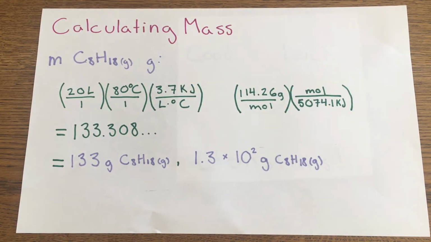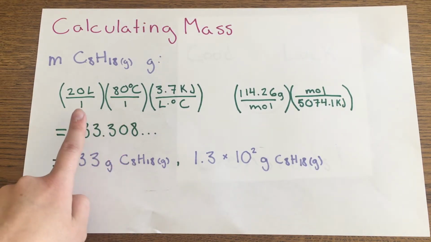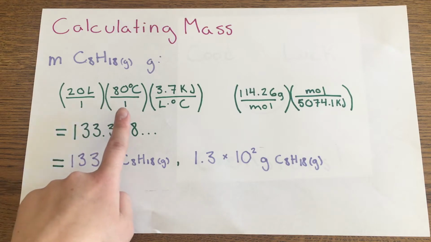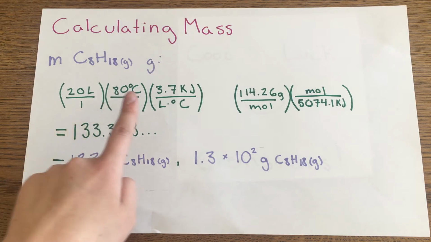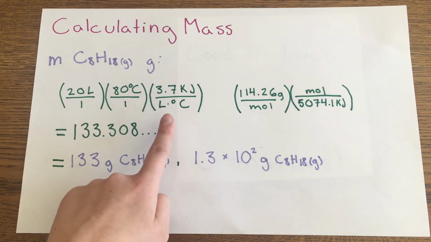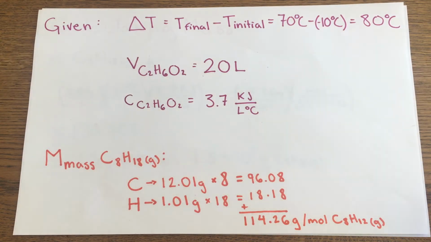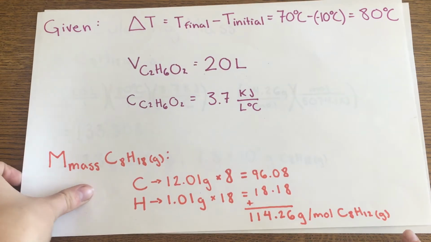Now we can calculate the mass of octane that was combusted. We can use this information we obtained from ethane 1,2-diol, which is a volume of 20 liters, a temperature change of 80 degrees Celsius, and a volumetric heat capacity of 3.7 kilojoules per liter degree Celsius. Then, we can calculate the molar mass of octane, which is 114.26 grams per mole of octane.